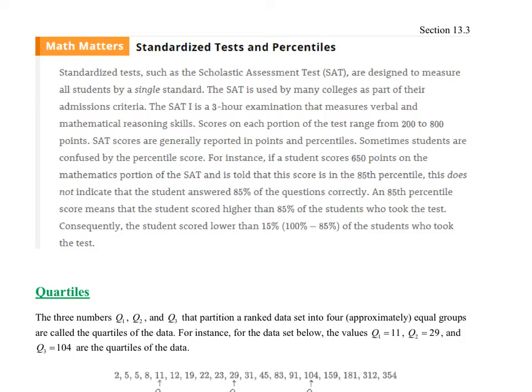For instance, if a student scores 650 points on the mathematics portion of the SAT and is told that the score is in the 85th percentile, this does not indicate that the student answered 85% of the questions correctly. All the 85th percentile means is they scored better than 85% of the students who took the test. Consequently, the student scored lower than 15% of the students who took the exam. So that's where you just do 100 minus the 85.